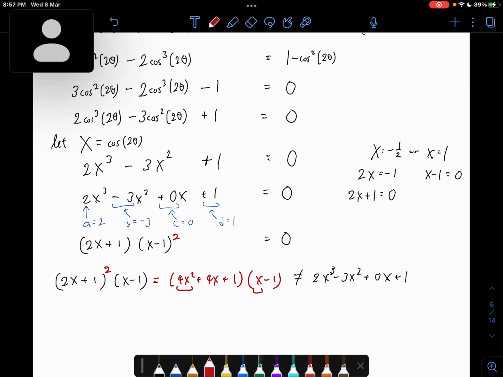Then it must be the other case. The square must be here. We can also check that. It will be the same as the 2x cubed minus 3x squared plus 0x plus 1. Expand 2x plus 1. Expand x squared minus 2x plus 1. Get the cubic term. How to get cubic term? Power 2 times power 1. 2x cubed. I'll highlight in yellow. How do you get a power 2 term? Power 1 times power 1. What else?